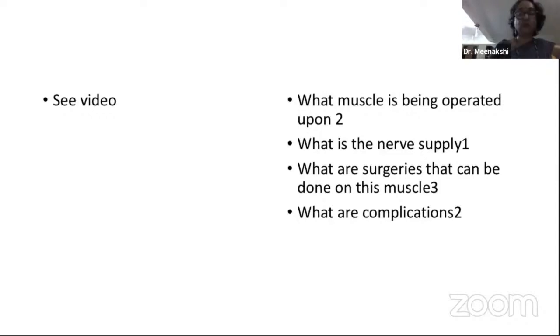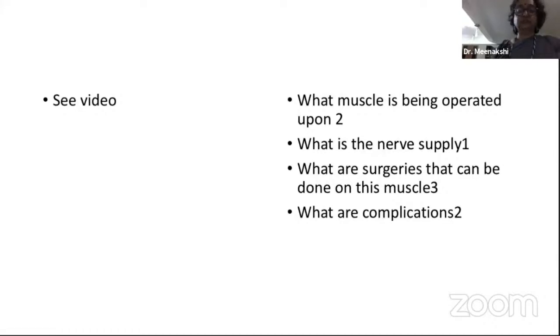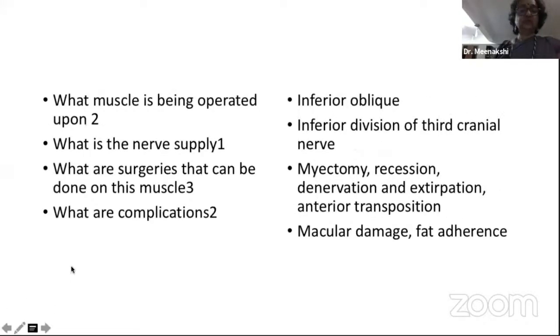So 2 marks. I've asked for nerve supply, which is again a piece of cake of an answer. And what is the nerve supply, doctor? Third nerve, ma'am. Yes, you have to say inferior division of the third nerve. You've got to be a little more specific. What are the surgeries that can be done on this muscle? So there's your answer: myectomy, recession, denervation and extirpation, and anterior transposition. And the complications could be fat adherence and macular damage.